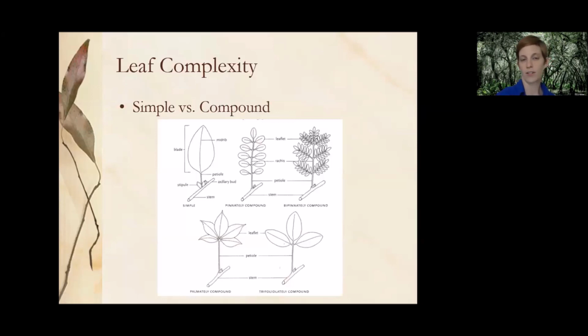Again, I'll be using that terminology throughout, especially when we get into the topic of leaf complexity. Here, we're talking about two different forms of complexity. A leaf can either be simple, where it branches off and there's just one blade, or compound, where it branches off the twig and then there are multiple leaflets. And there are different forms of compound leaf structure, so we're going to look closer at that.